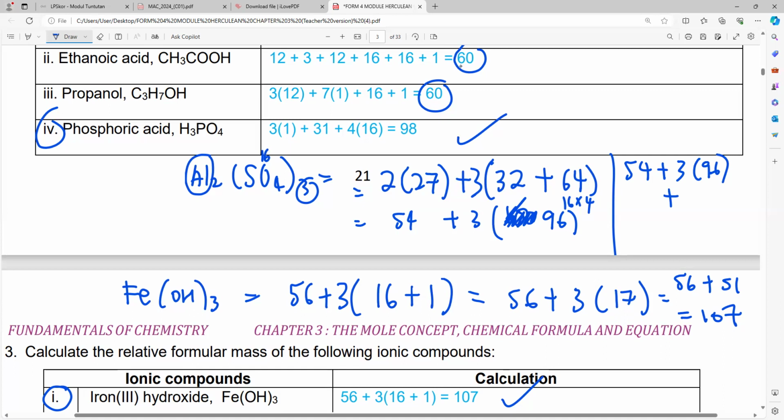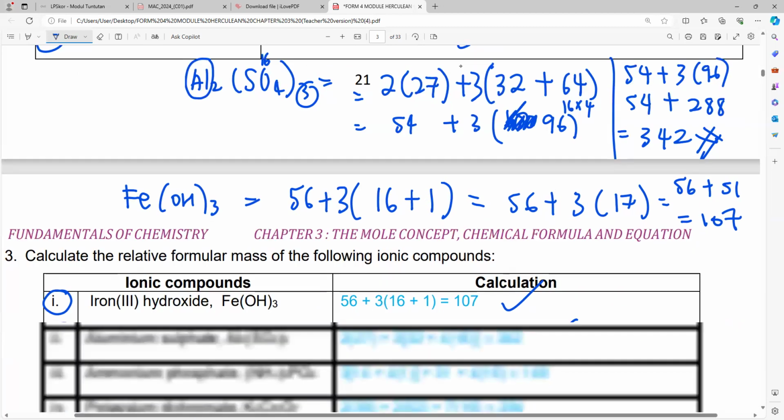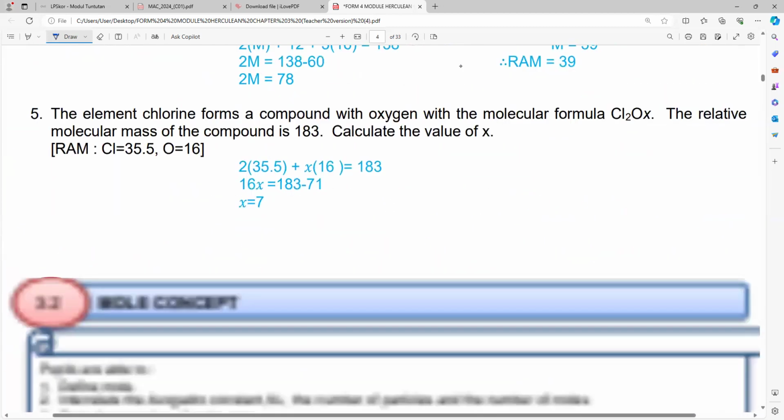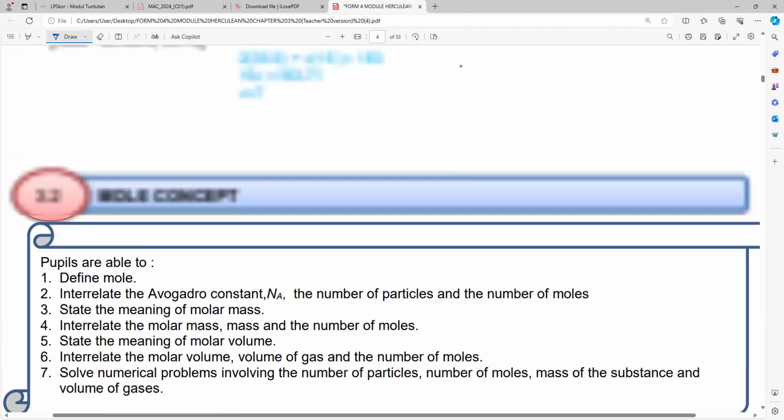I got a calculator. Okay, 288. 288 plus 54 is 342. Perfect answer. Well done. Good job. Teacher will stop here because I think it's enough, because the next part you cannot do yet. It is another concept I need to teach.